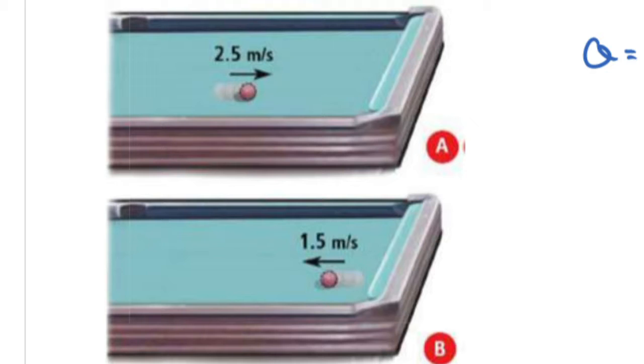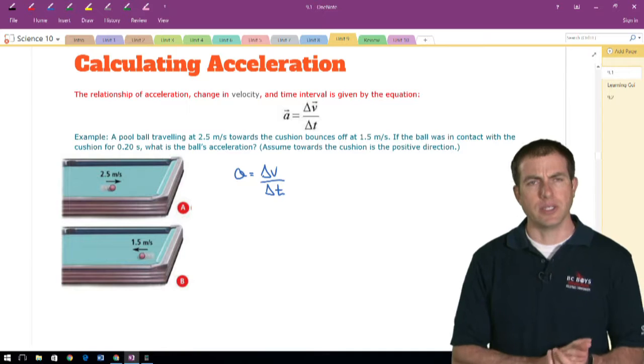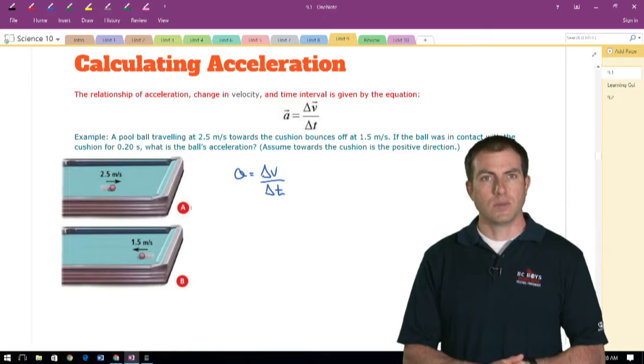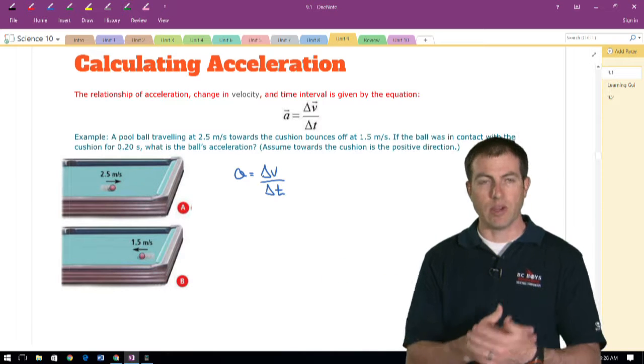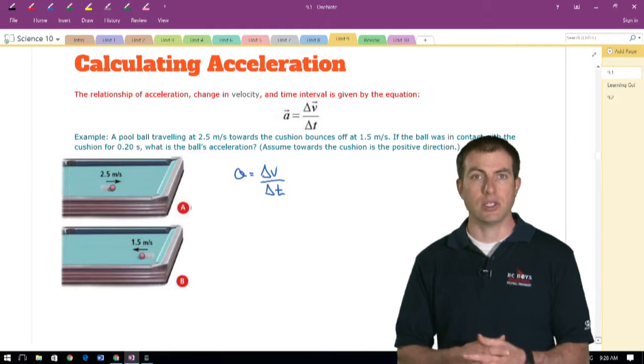And let's say that the ball was touching the cushion for 0.2 seconds. That's what's going to cause the ball to change its velocity, is it actually physically bumping into that end barrier. So we need to calculate the acceleration of the pool ball. It's changing its velocity. It was initially going 2.5, now it's going 1.5 the opposite direction. There's a clear change in velocity there.